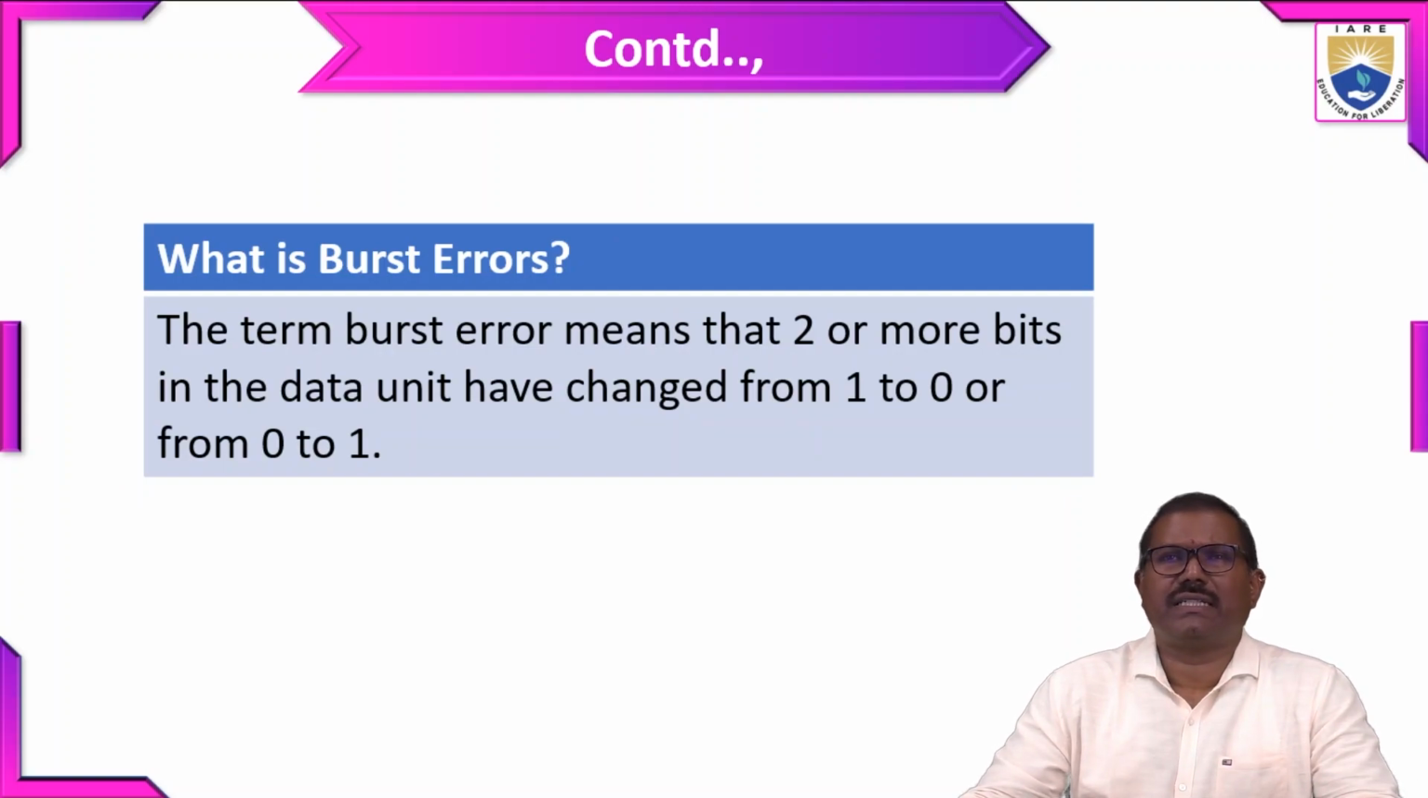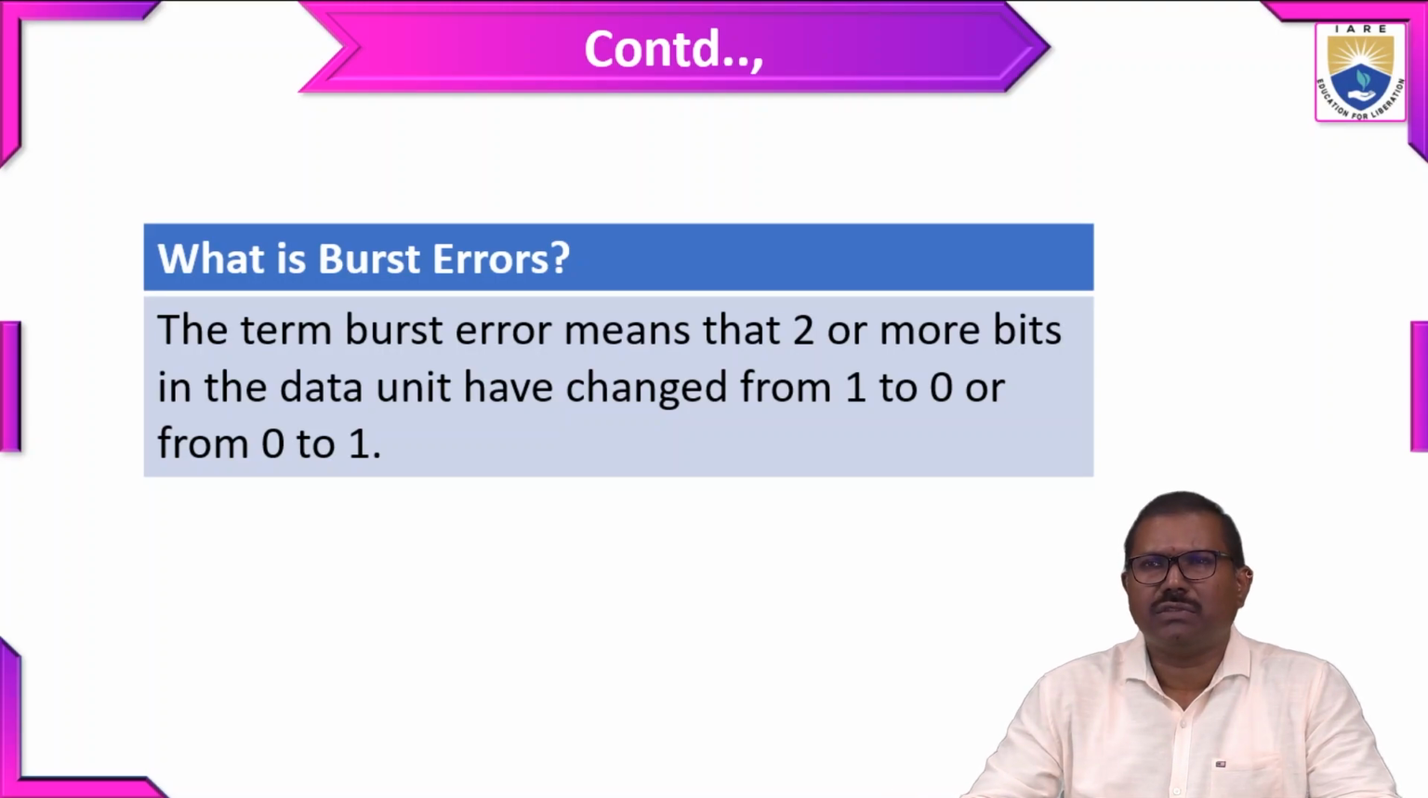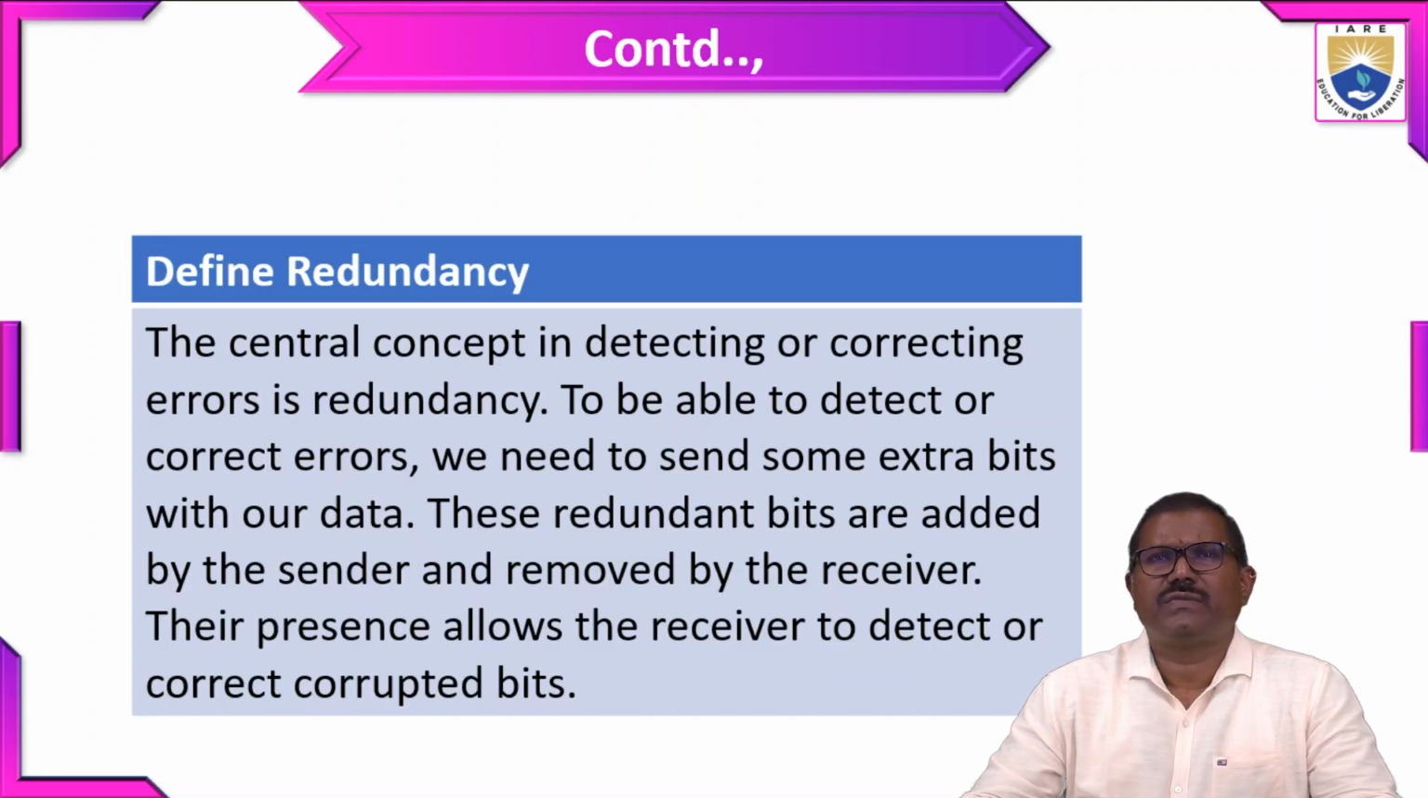What is burst errors? The term burst error means that 2 or more bits in the data unit have changed from 1 to 0 or from 0 to 1. So these are the burst errors. If 2 or more bits are changed, then you can call it burst errors.